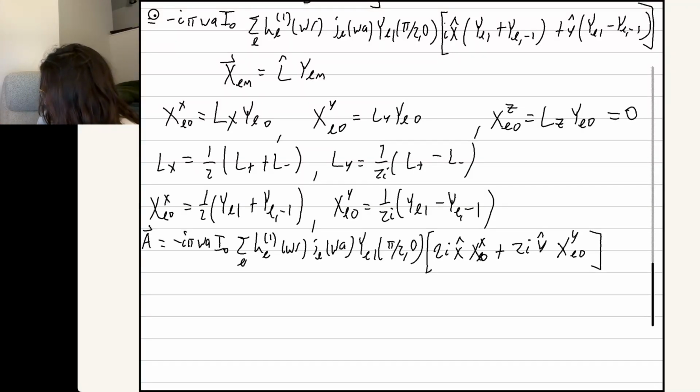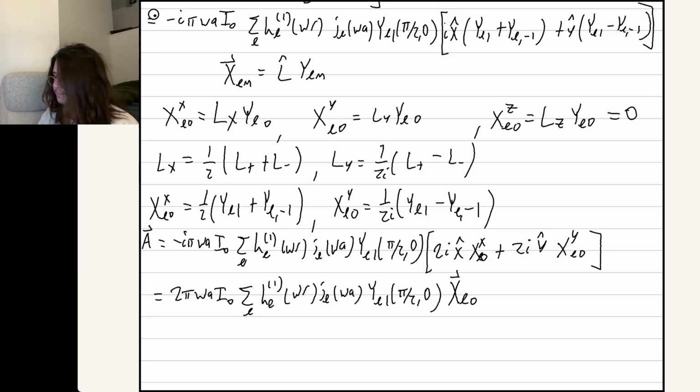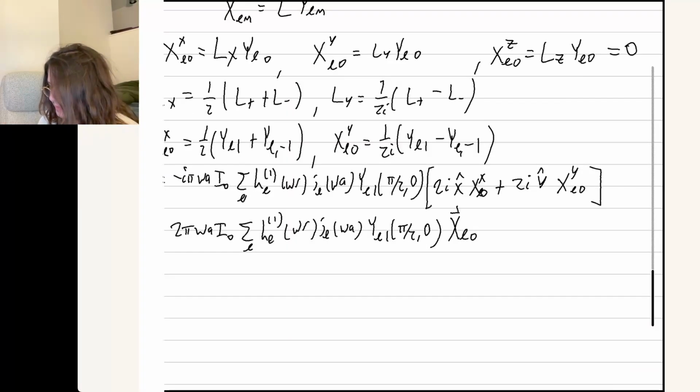So we can bring out an overall factor of 2 and an overall factor of i. That makes it positive, so 2π ω a I₀. And then all of the sum terms, Y_l1(π/2, 0), and then this is just the vector spherical harmonic X_l0, and that's it. So we have the vector potential now in the simplest form that it's going to get.